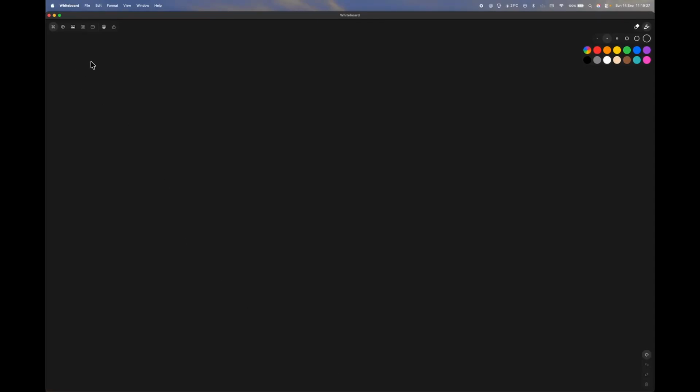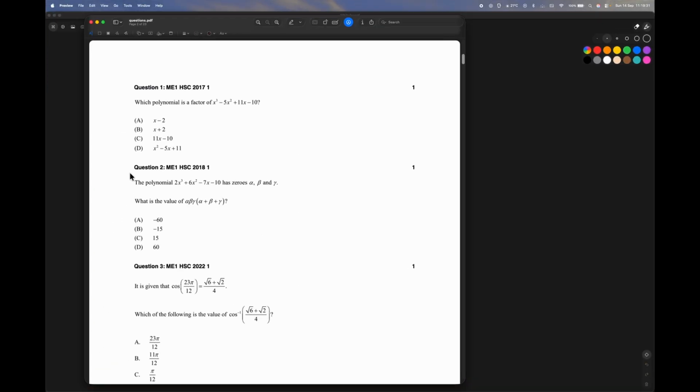Okay, so today we're going to be working through this question here, question 2, Math Extension 1, HSC 2018, question 1, I believe that's what that little 1 means. Polynomial 2x to the 3 plus 6x squared minus 7x minus 10 has zeros alpha, beta, and gamma. What is the value of alpha beta gamma outside of alpha plus beta plus gamma?